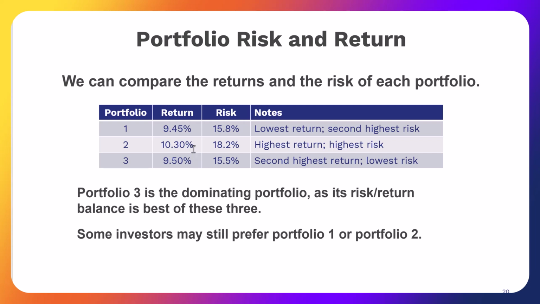Now, when we're looking at 2 and 3, it's a little bit tougher to make the choice. But if you look at it, it has a 0.8% higher return, but it has 2.7% higher risk. So for a little bit of an increase in return, it has a substantial increase in risk. So we still might say that 3 might be the dominant portfolio. That doesn't mean that you're necessarily going to pick that one. It just says that one appears to give us the best risk-return relationship.